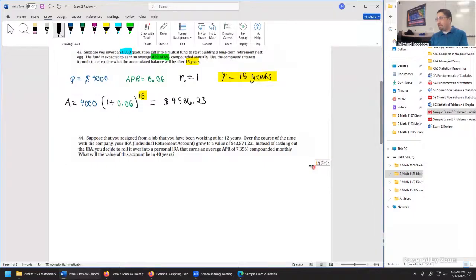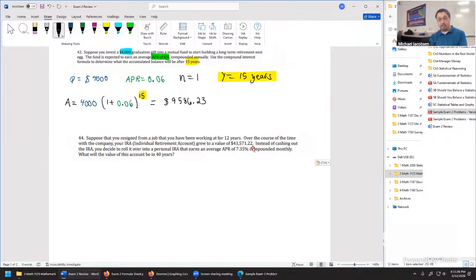So for a pretty similar scenario, it says, suppose you resigned from a job that you've been working at for 12 years. Hopefully this was an amicable resignation. Didn't say you were terminated, so this sounds like this was a personal choice. You worked for a company for 12 years is the assumption. And over the course of time with the company, your IRA, your individual retirement account that you might have had, maybe there's employee matching there, it grew to the value of $43,571.22.